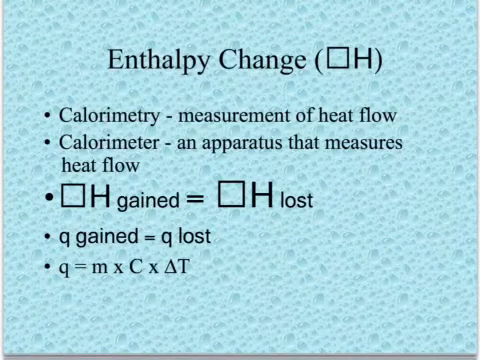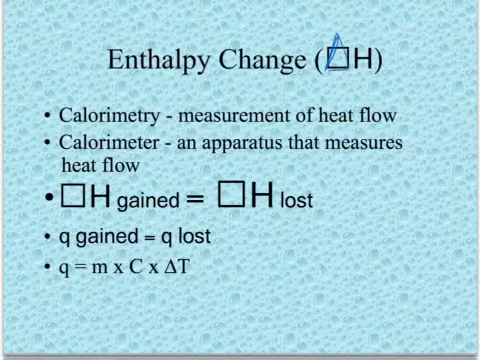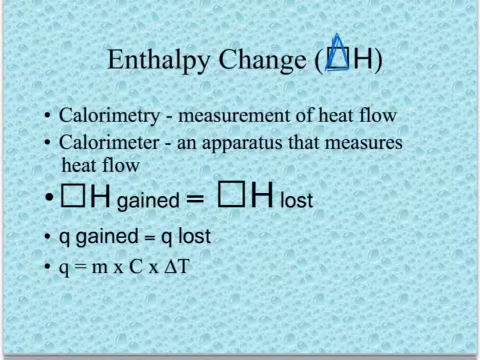Enthalpy change, and that's delta H. The delta didn't transfer well when I put it to explain everything, so the box should be a delta. So enthalpy change, or delta H, we use this in calorimetry. Calorimetry is when we measure the heat flow. A calorimeter is an apparatus that measures the flow of heat. The calorimeter is insulated. That's why we use the insulated cups in the lab. And we use that to help measure temperature change.